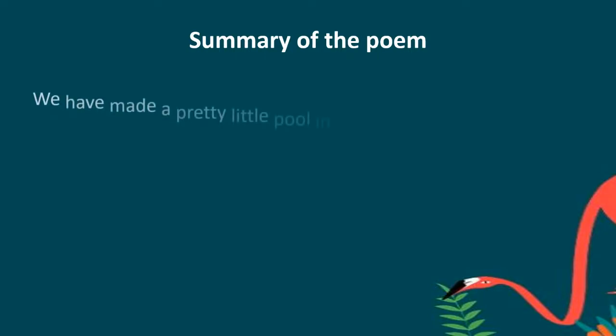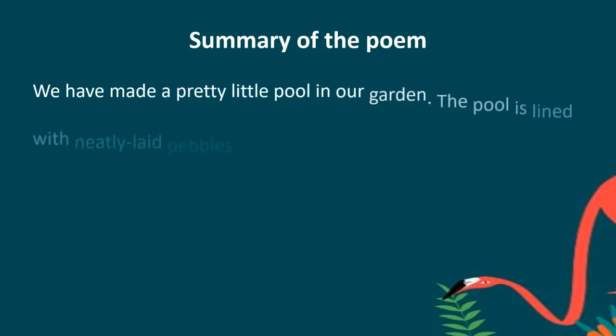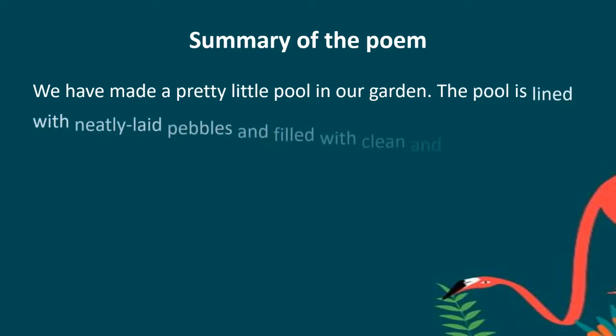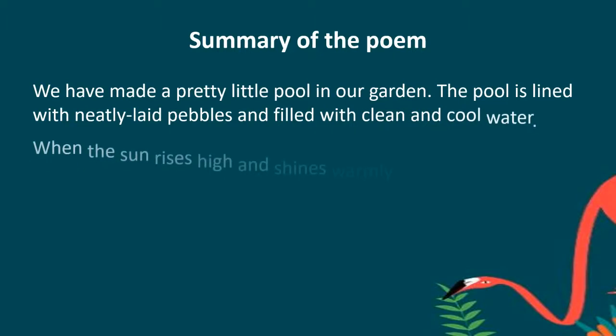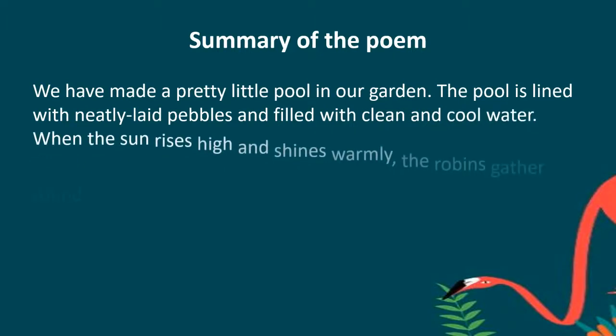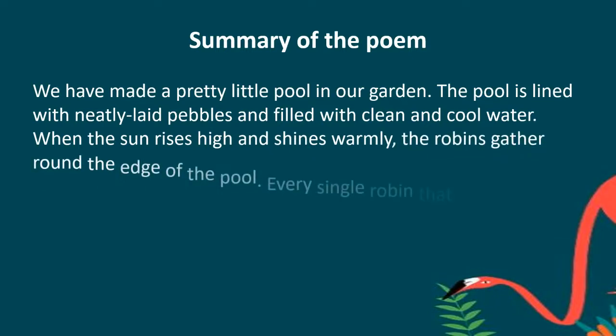Let us take a quick recap and see the summary of the poem. The poet Evelyn Stein describes that we have made a pretty little pool in our garden. The pool is lined with neatly laid pebbles and filled with clean and cool water. When the sun rises high and shines warmly, the robins gather round the edge of the pool.